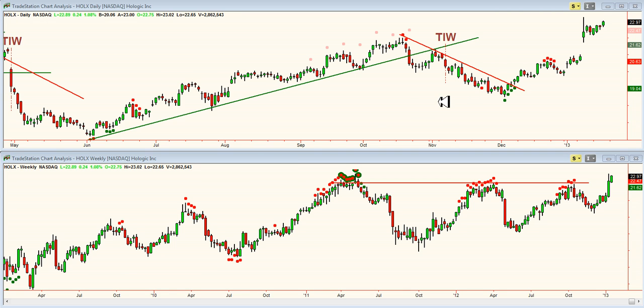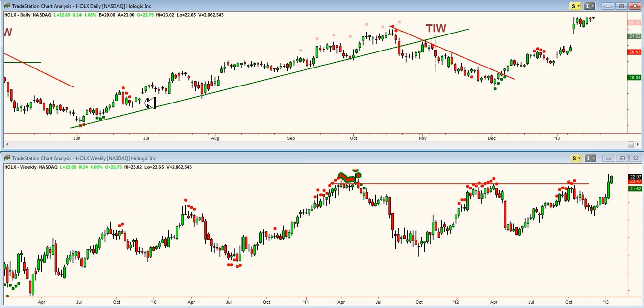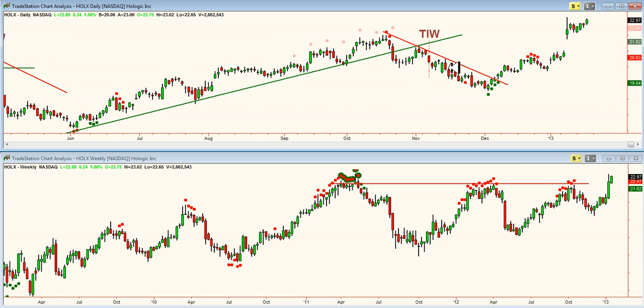HOLX. High candle count, trend, dots on both the daily and the weekly at a nice resistance level, and we're going to see this level here again in a moment when I go back to the left, but nice, there it was, our signal.